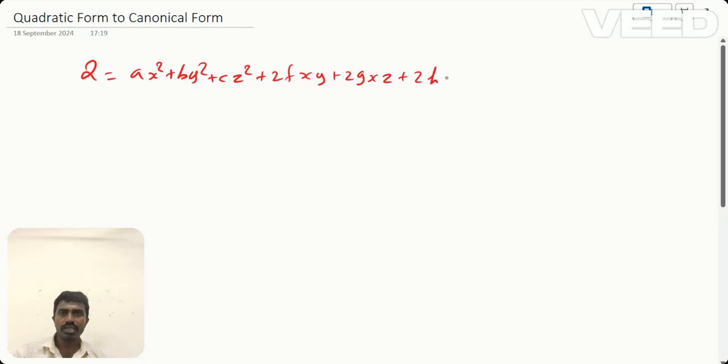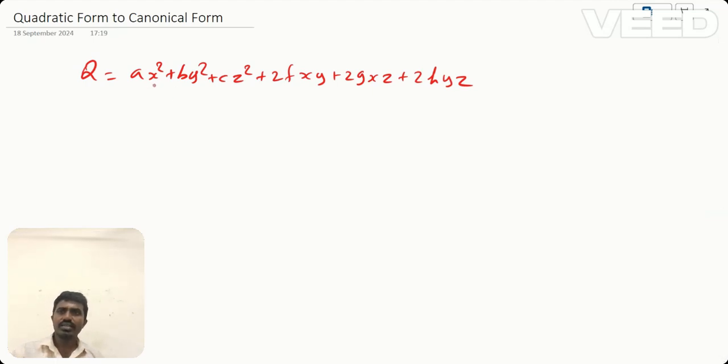For example, consider a quadratic polynomial with three variables like ax square plus by square plus cz square plus 2fxy plus 2gxz plus 2hyz. So this is a second degree homogeneous polynomial, called the quadratic form with three variables.